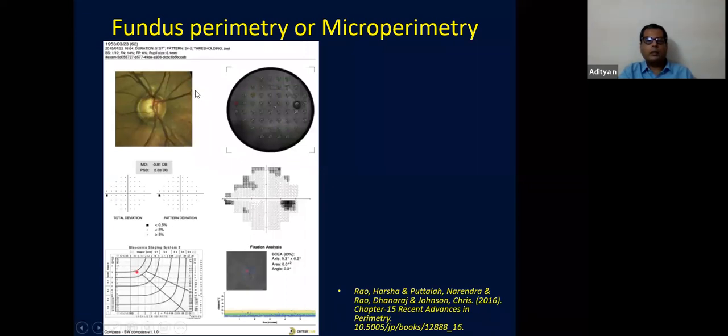So in this printout, this is the compass perimeter. One gets the optic disc photograph, and this is the imaging of each point where the threshold is measured, and the total deviation map and the pattern deviation map is given along with a grayscale. And also the glaucoma staging system 2 of Brusini's glaucoma staging system 2 is there, and one assessment is given. These are not really used in clinical use much, but mostly used for experimental use at this current point of time.